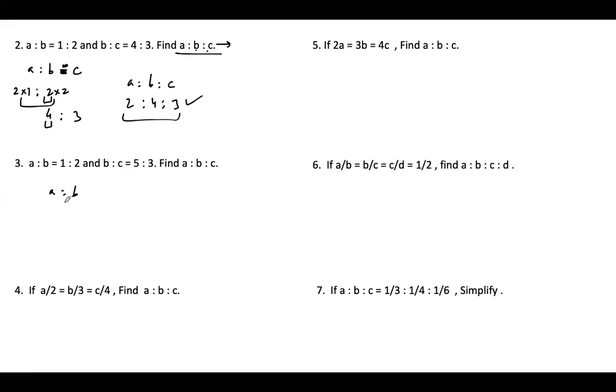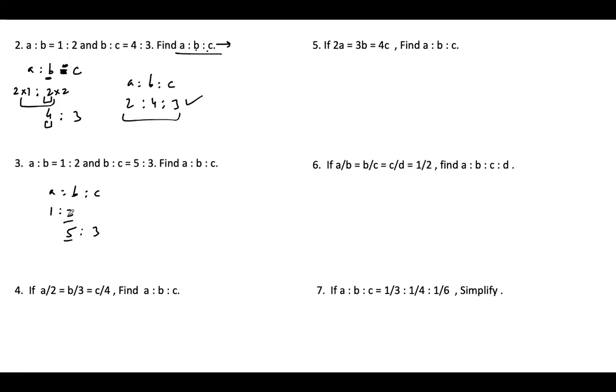Similarly, if division would have been possible for the value of C, we could have divided it as well. Whether you are multiplying or dividing, you need to make the value of B the same in both the ratios. Similarly, A ratio B is 1 is to 2, B ratio C is 5 ratio 3.